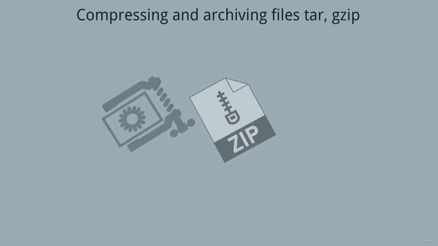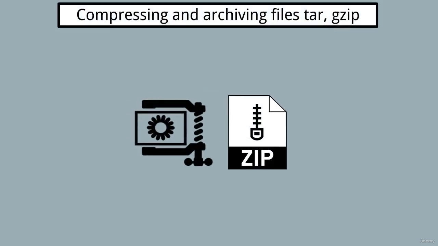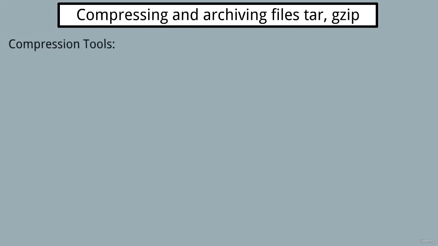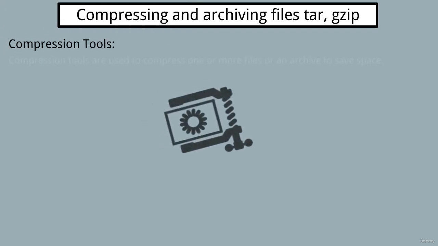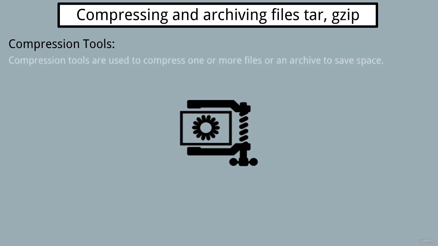In this section, we're going to cover how to compress and archive any files on your system, and we will be using compression tools and archiving tools to do that. So let's get started. Compression tools are used to compress one or more files or an archive to save space on your system. The first command we're going to use is gzip.